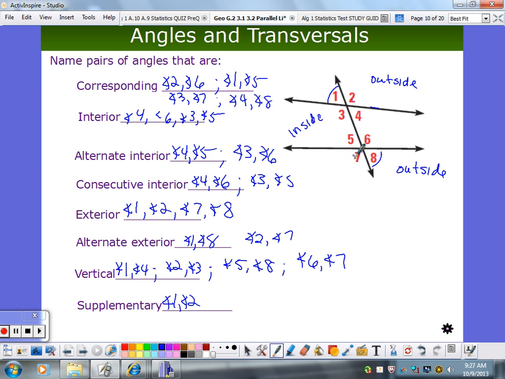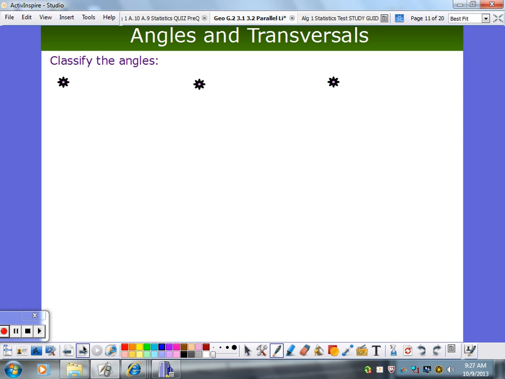I don't know if we got this one, we did this one, this one. There's lots of supplementary angles, so lots of places where they're going to add up to 180. So lots of different relationships. All right, so I have to know all these different angle names? Yes, you do.